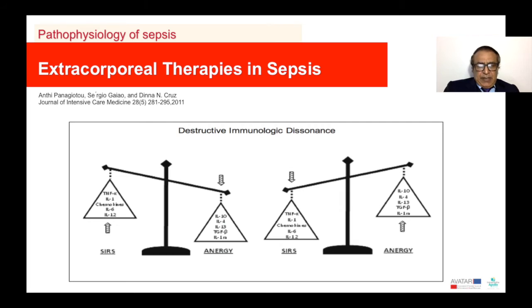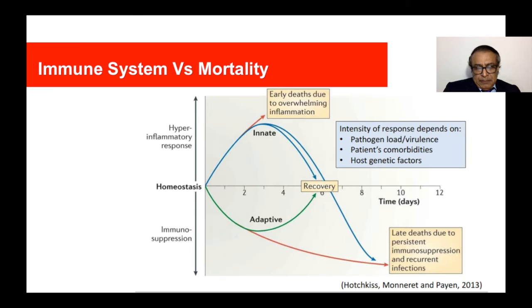Now, this is a very interesting slide. This has come from Dina Cruz's group, where they've tried to describe the pro-inflammatory state as SIRS and the anti-inflammatory state as energy state, and the balance between the two states is described by them as a destructive immunological dissonance. Dissonance is generally the concord of musical tunes which are not rhythmic. So that kind of non-rhythmic state is actually incorporated in an afflicted human body. When SIRS is up, it's pro-inflammatory. When the energy is up, it's an anti-inflammatory state. Both of these are undesirable states which start operating in the human body at the point when sepsis sets in.